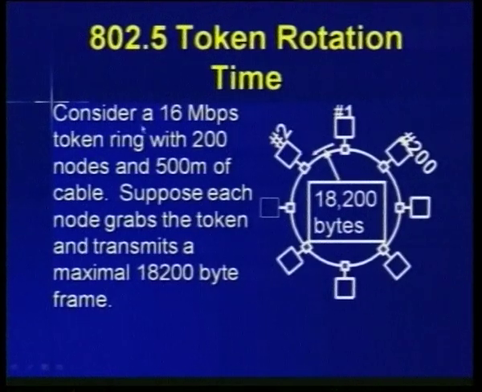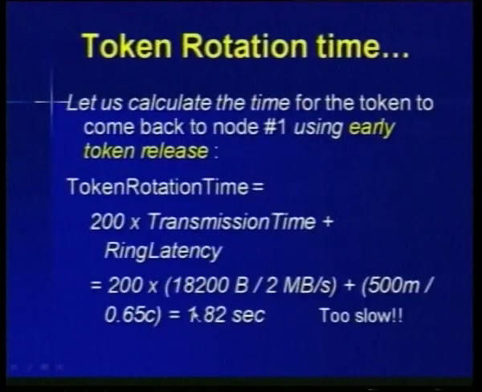So let us take an example. Let us say I have a 16 megabits per second token ring network with 200 nodes and 500 meters of cable. Suppose each node grabs the token and transmits a maximal 18,200 byte frame. In this case, let us try to calculate the time taken for the token to come back to node number 1 using early token release. The token rotation time will be equal to the time it takes for the transmission to happen. That is, 200 nodes are transmitting, and each one transmits for some transmission time, which is calculated as the number of bytes that it transmits divided by the rate at which the transmission is taking place.